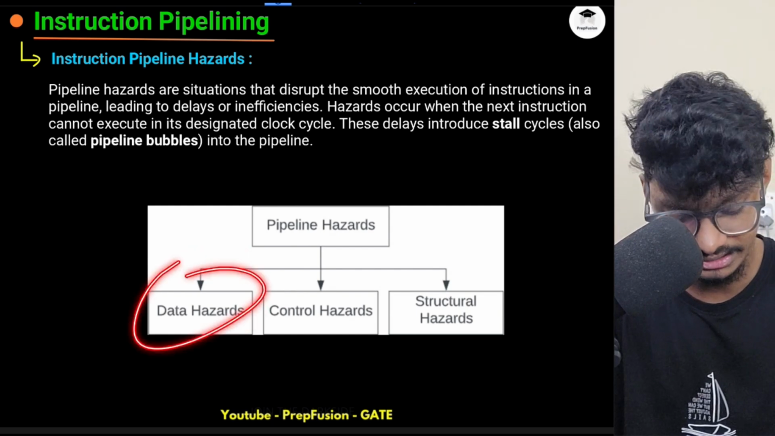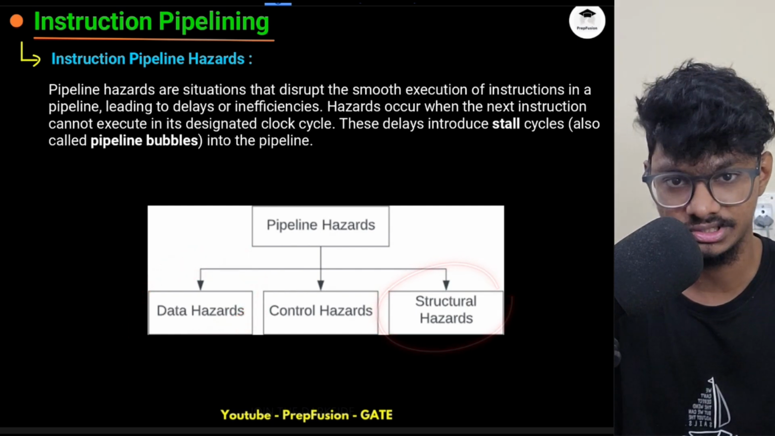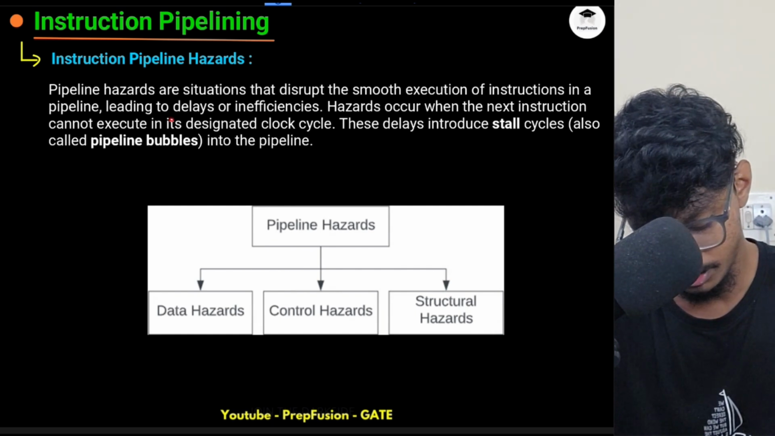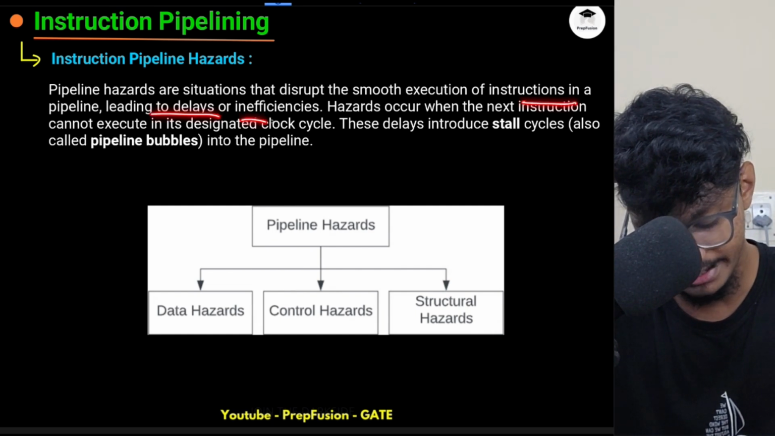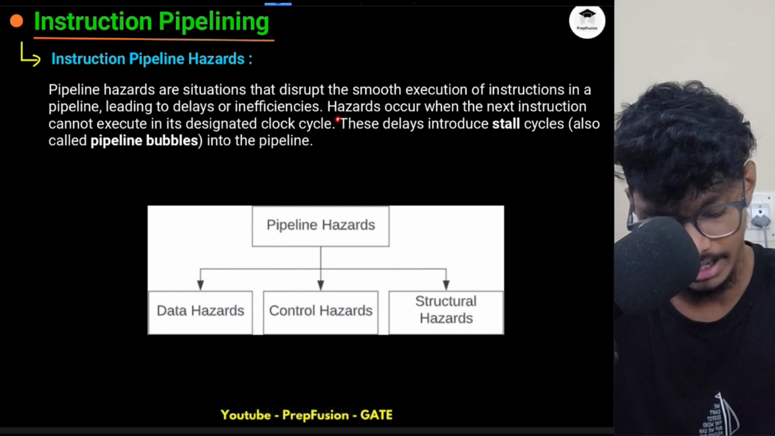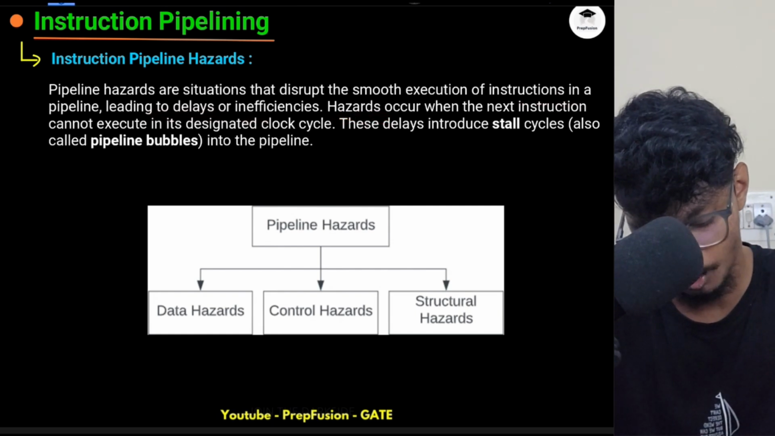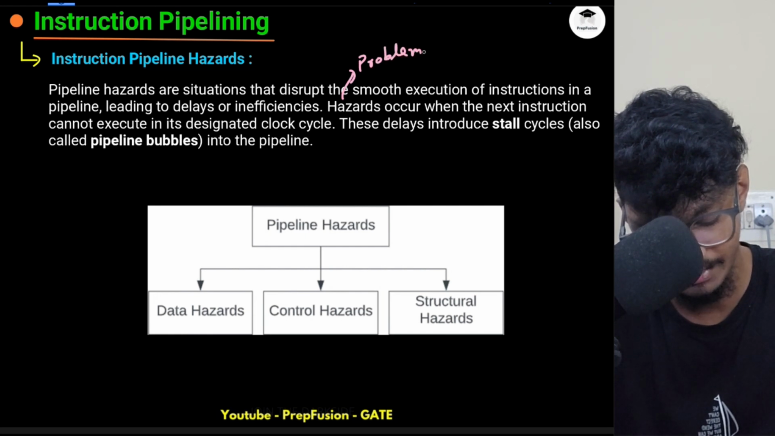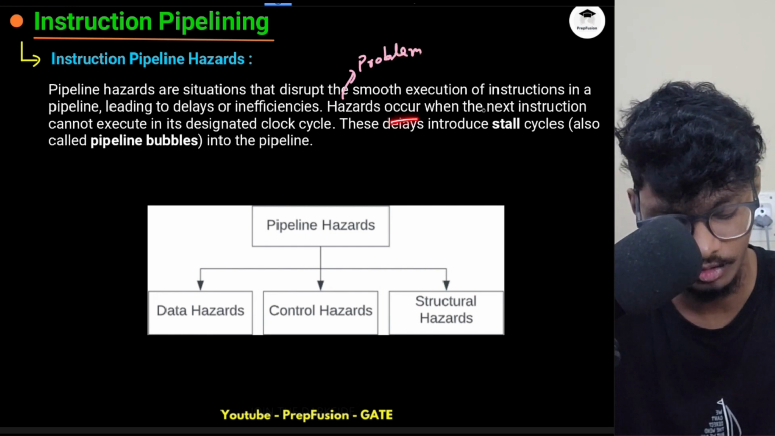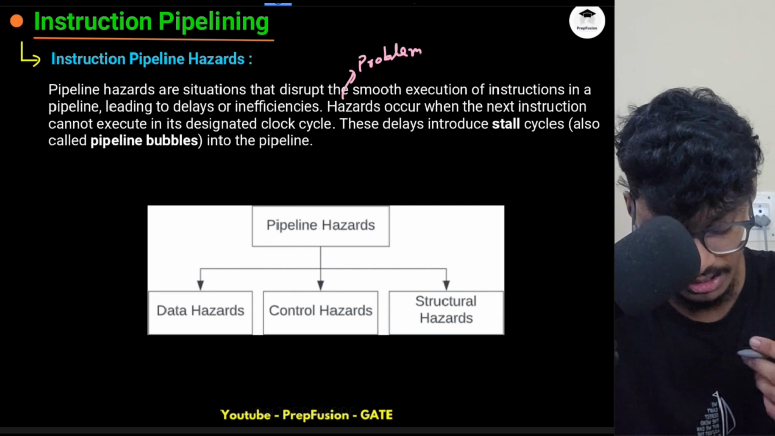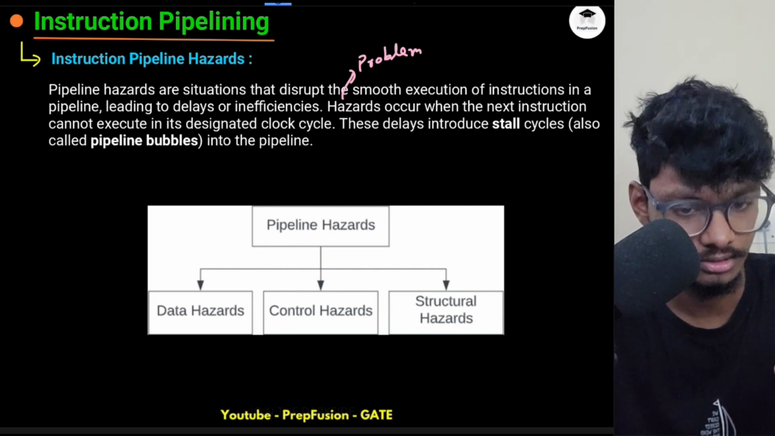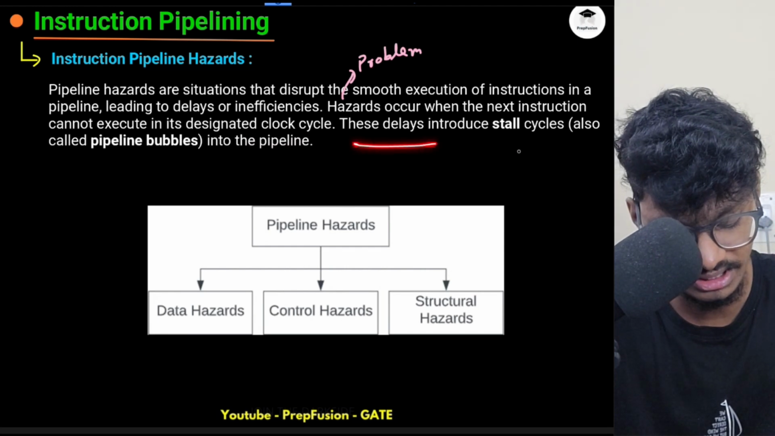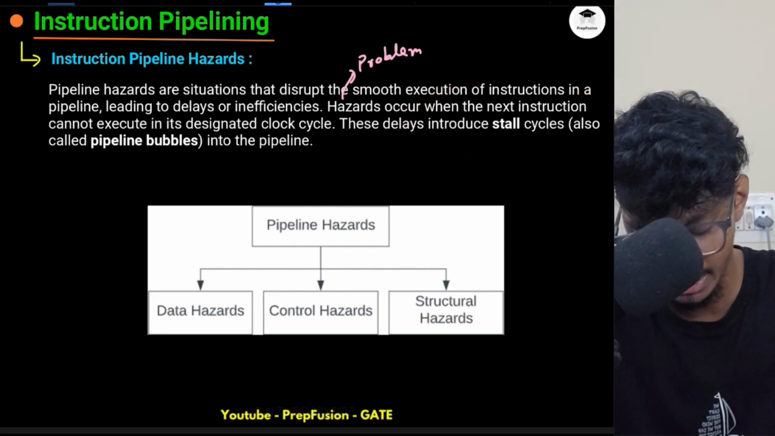Now we will study data hazards and structural hazards. Structural hazards mean the same resource. Okay, so we'll see that. So what happens? It leads to delays or inefficiencies. Okay, so hazards, these are actually the problems that I face while implementing pipelining, instruction pipelining. They occur when the next instruction cannot execute in its designated clock cycle due to some issue, like branch prediction or something. These delays introduce stall cycles, also called pipeline bubbles.